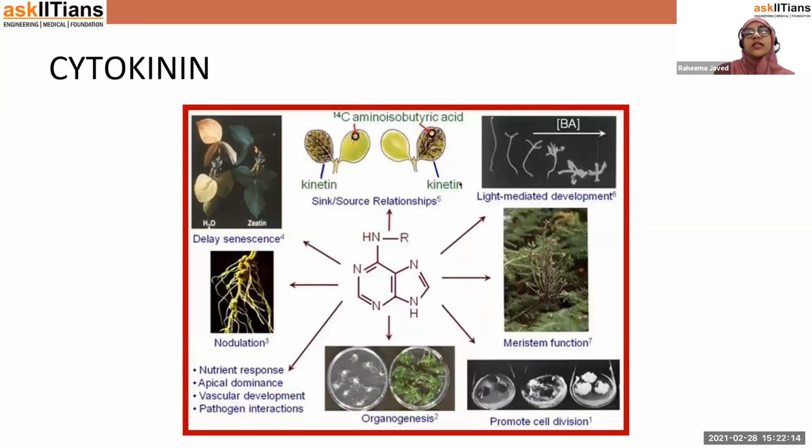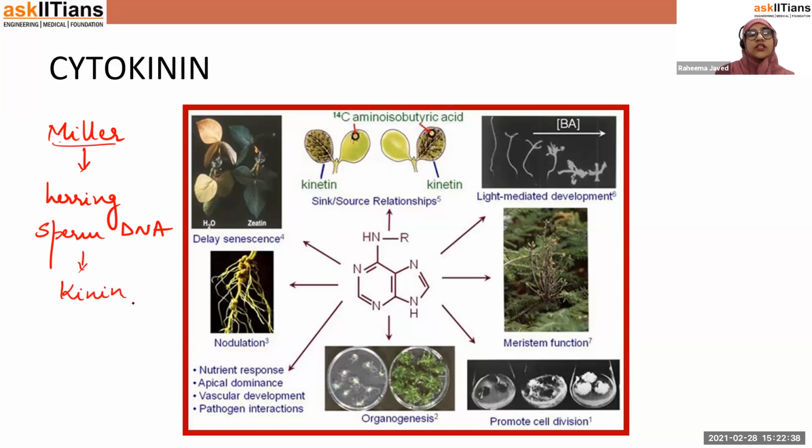Okay, let's move on to the next hormone, that is cytokinin. Cytokinin was isolated by Miller from the herring sperm DNA. And this substance that was isolated was actually called kinin because it showed cell division activity. Later on, all the substances which show cell division were called cytokinin, because they had kinin like functions.